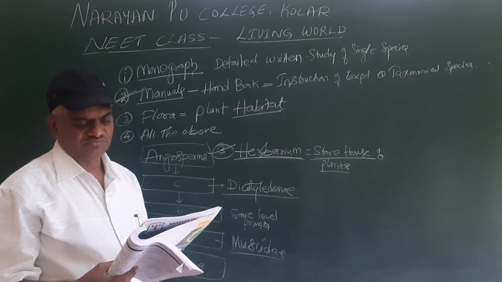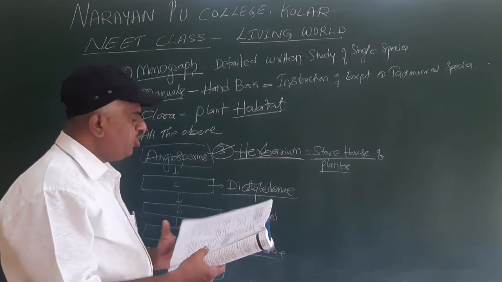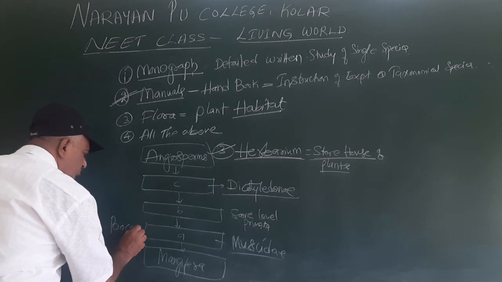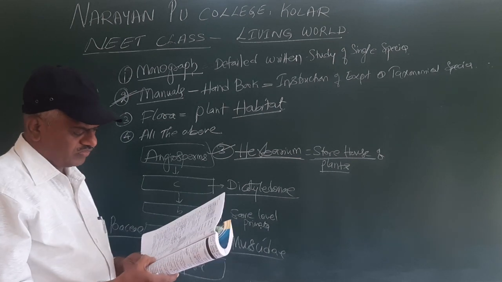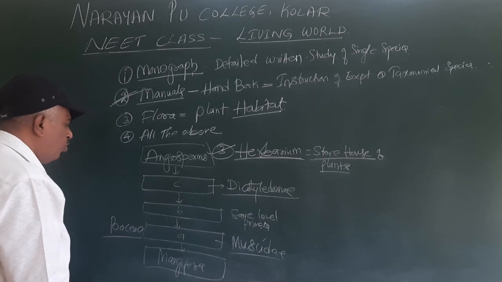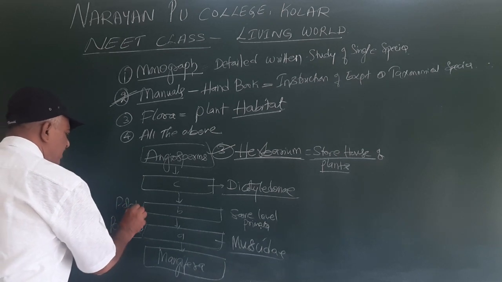Third option. For wheat, A is called poaceae. B is called poaceae.